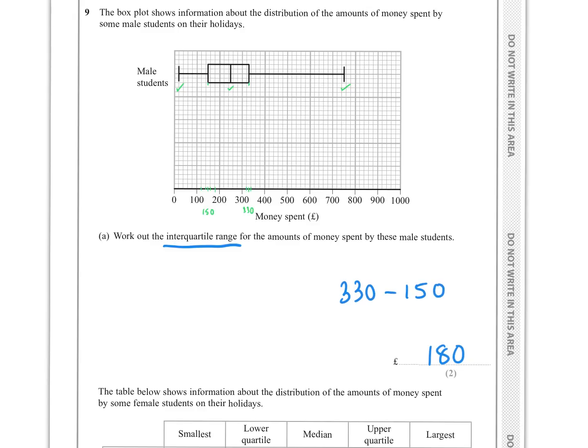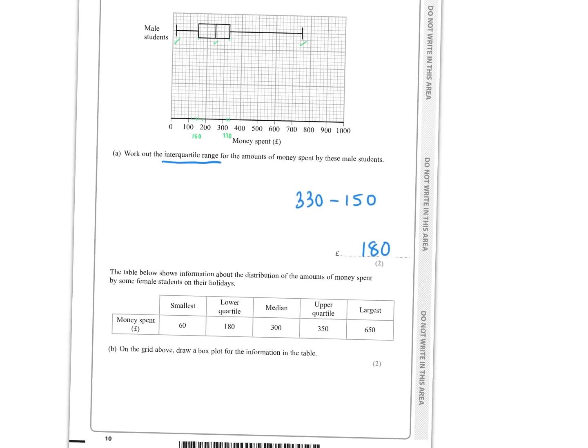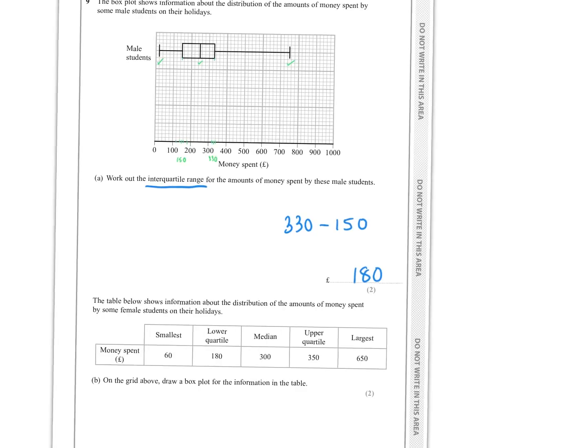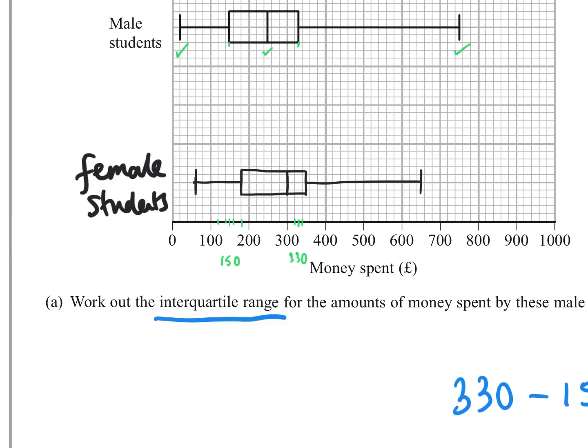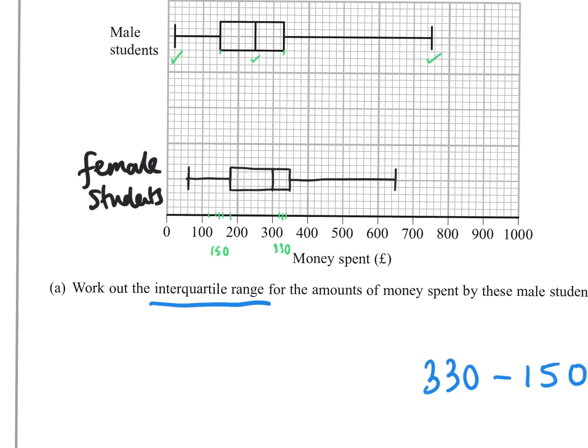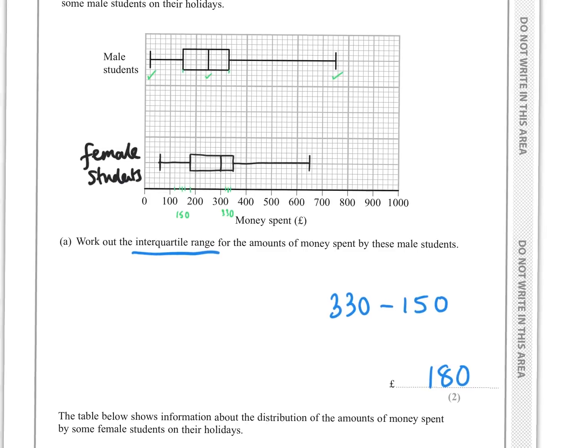So let's have a look at the next part. We've got some information here. We've got the smallest, the largest, the lower quartile, the median and the upper quartile, and we have to put on the grid above, draw a box plot for the information in the table. So I've drawn the diagram here on the same grid.